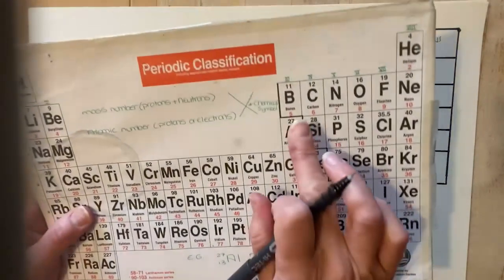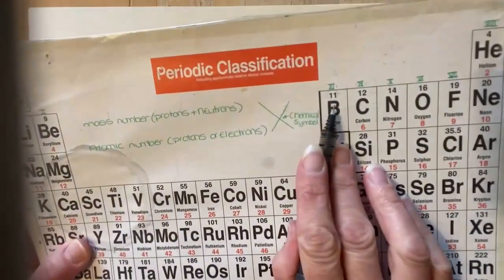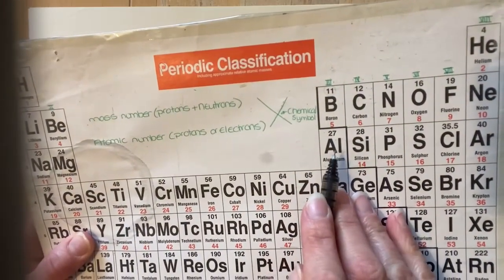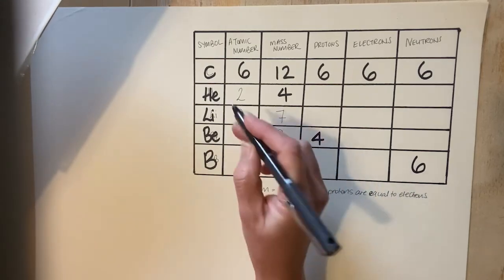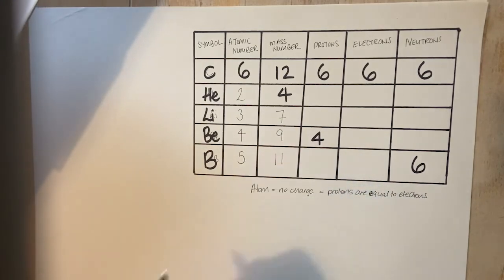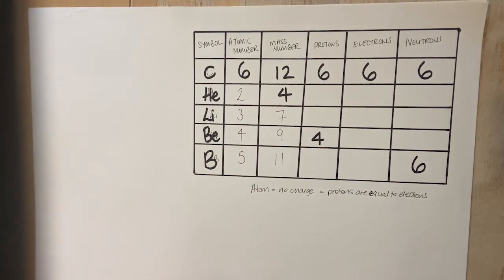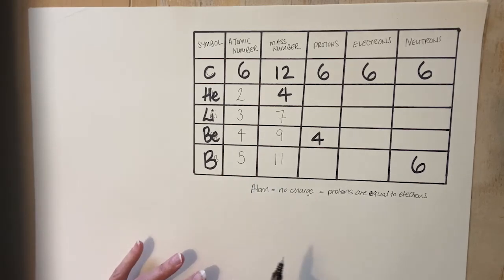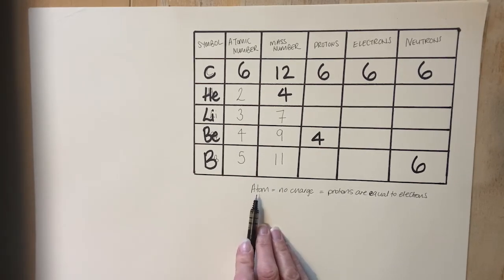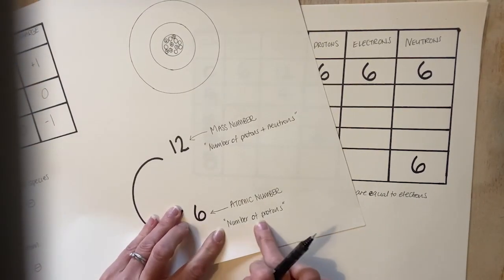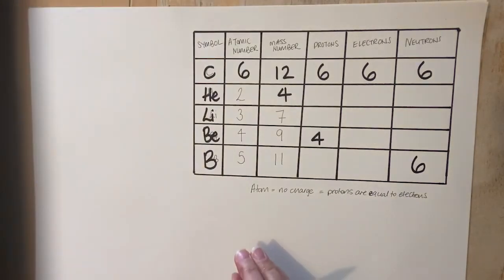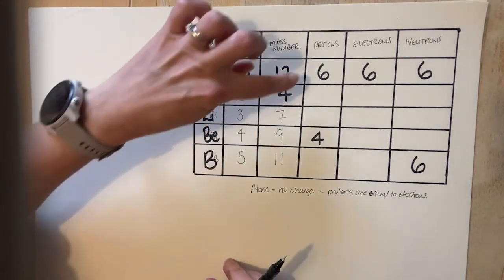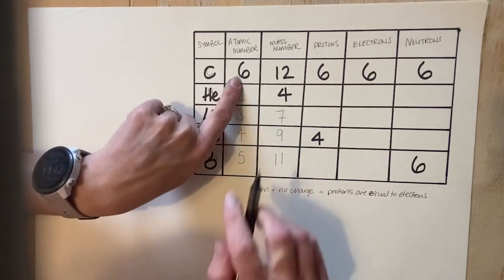And finally, boron has the numbers 11 and 5 associated with it. So our mass number is the bigger one of 11 and our atomic number is 5. Straight away, we know that our atomic number is the number of protons. So for each of these, we can use our atomic number to complete this.